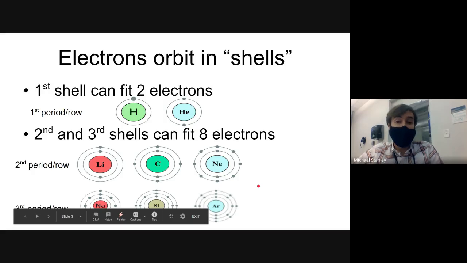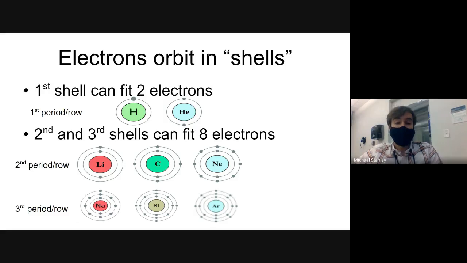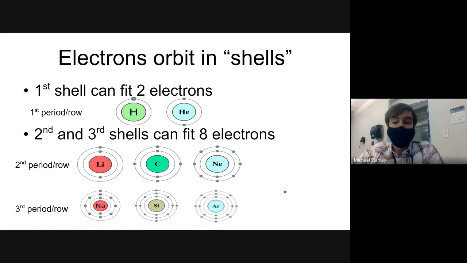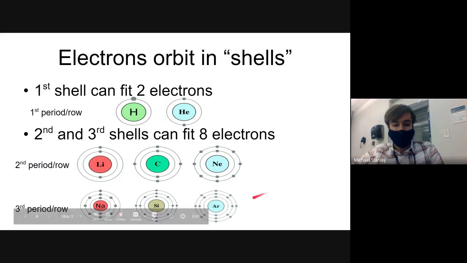And then our third shell got the remaining 4. If we wanted to look for an atom that completely filled up the third shell, we could look at something like argon. Argon is kind of similar to neon, except while neon has 10 electrons, argon has 18. So its atomic number is 18. It has 18 protons, and so it's got to have 18 electrons.